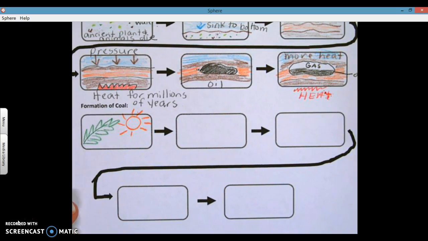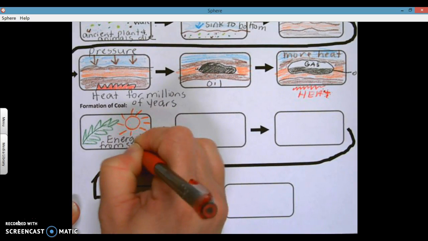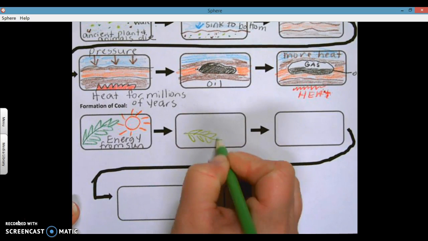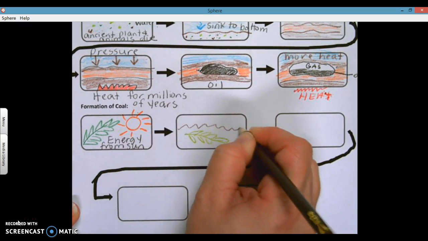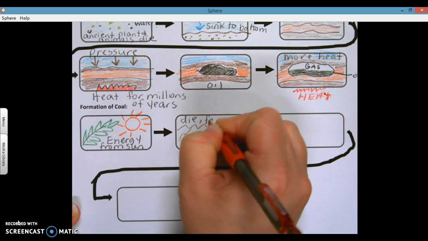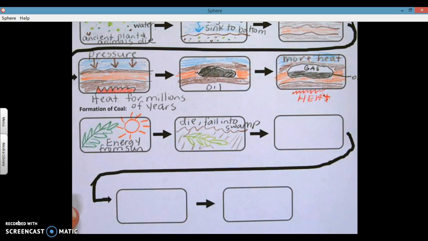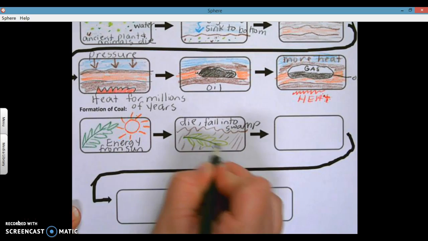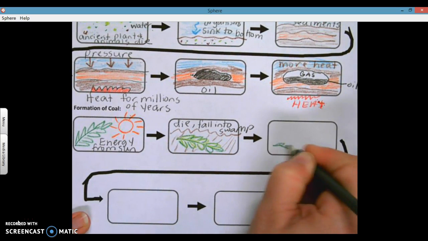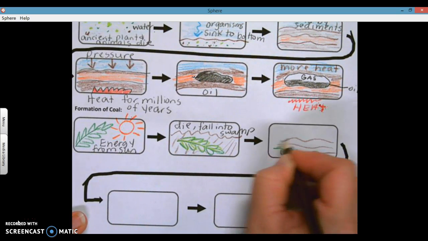So it starts out with the plants getting energy from the sun. And when they die, these plants then fall down and get trapped inside of our swampy area. So they die and fall into the swamp. And then the same step happens as far as the sediments. Are you noticing a pattern here? You can't have fossil fuels without sedimentary rock. So this lovely little plant that has died, or lots of plants, these ancient plants from millions of years ago, they get covered up with layers of sediment.